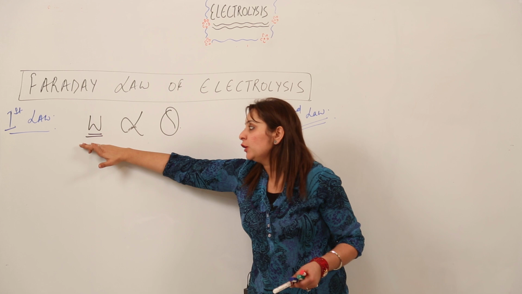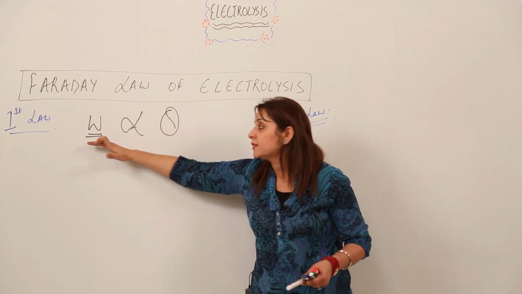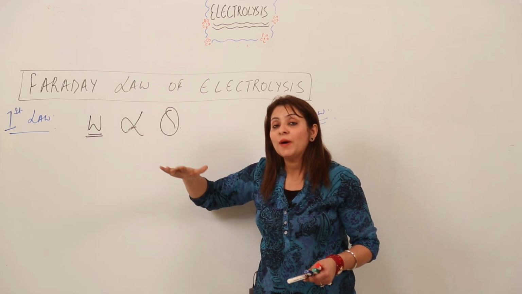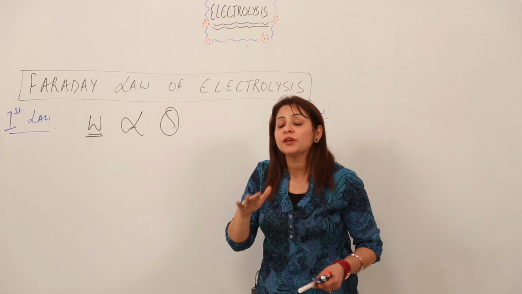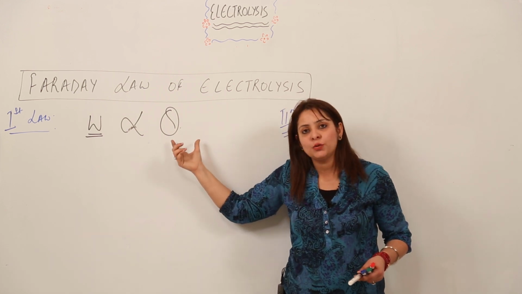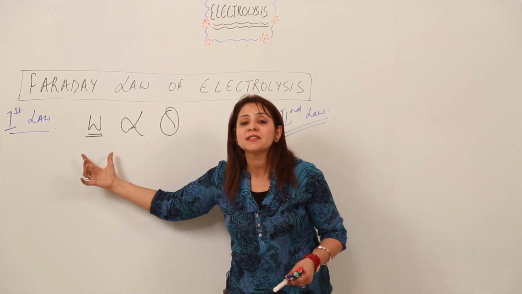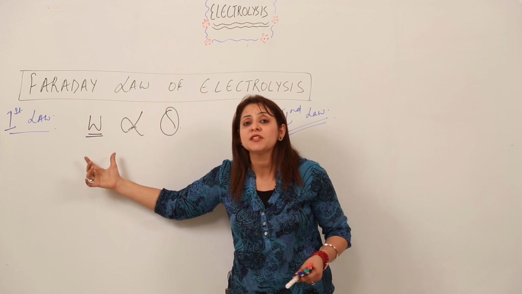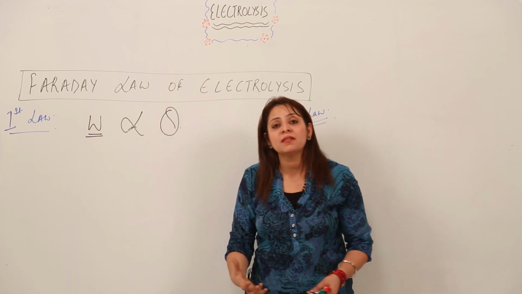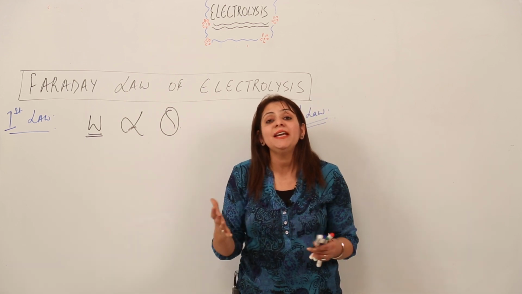So the weight of the substance which we get as a result of electrolysis is directly proportional. That means it depends directly on the amount of electricity passed through it. If the electricity passed is increased, the quantity or weight of the substance is obviously going to increase. Likewise, if we decrease the amount of electricity passing through it, the weight of the substance will decrease. So they vary directly.